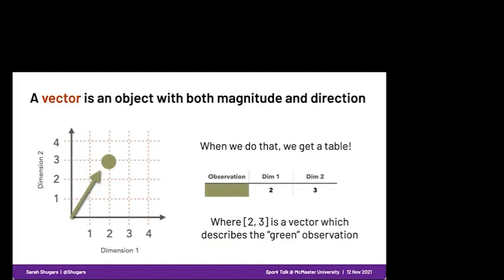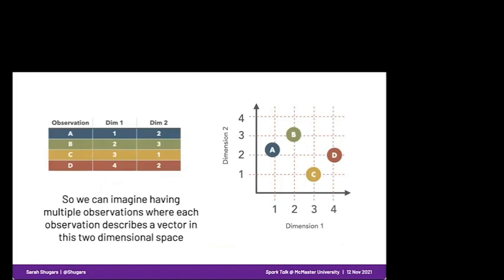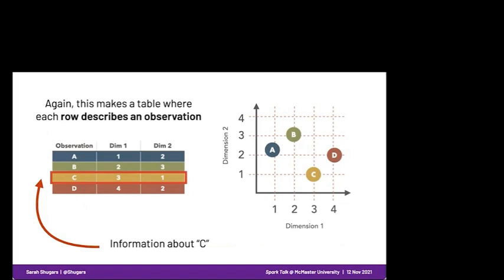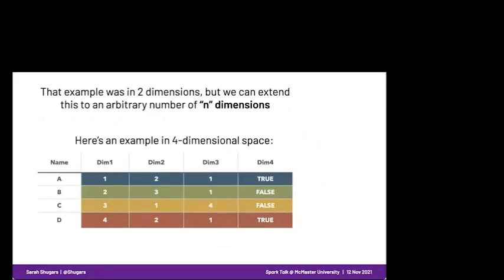So here, we basically get a table where that table gives us the vector coordinate of a given observation. We can imagine doing this with multiple observations where each observation describes a vector within this two-dimensional space. And again, each row of this table gives us information about a given observation. We can look at A, we can look at C, any of these observations, and see exactly where it is within this two-dimensional space. And we could then expand, it's harder to visualize, but we can imagine expanding this into multiple dimensions or an arbitrary number of n dimensions.